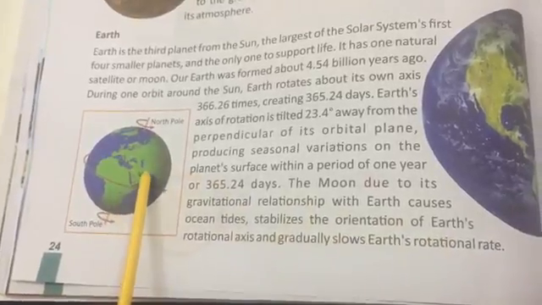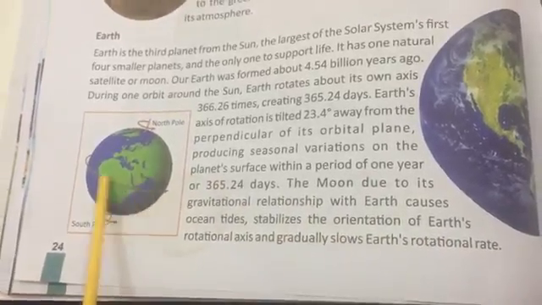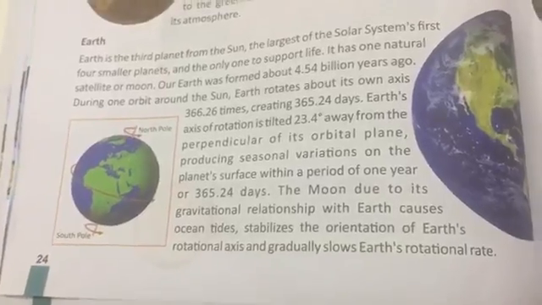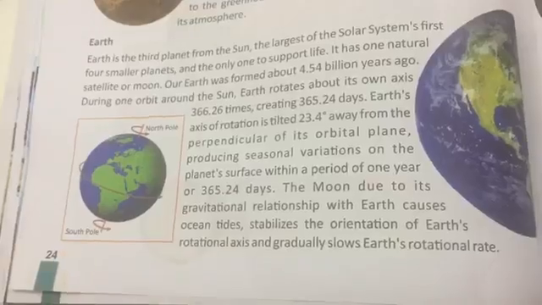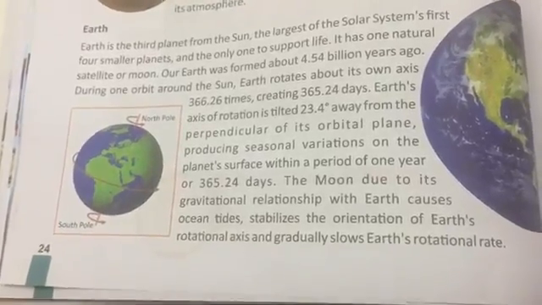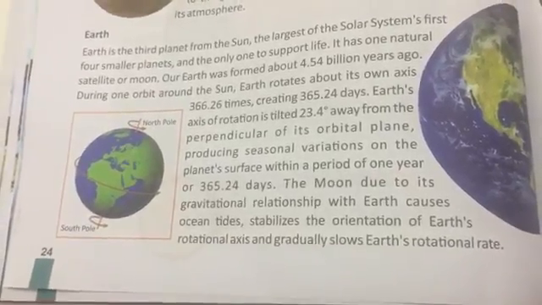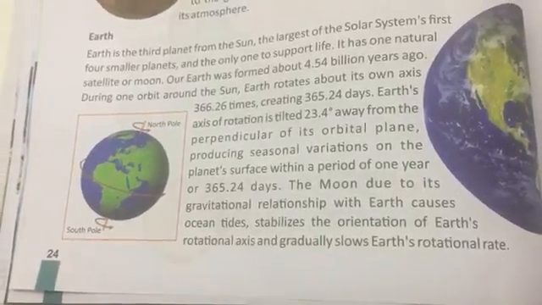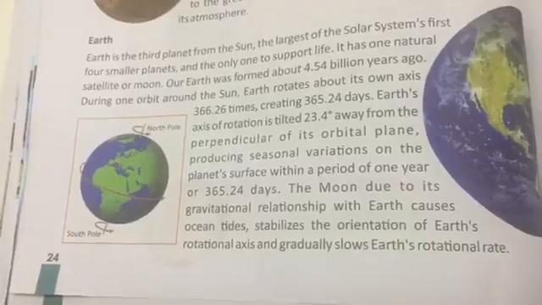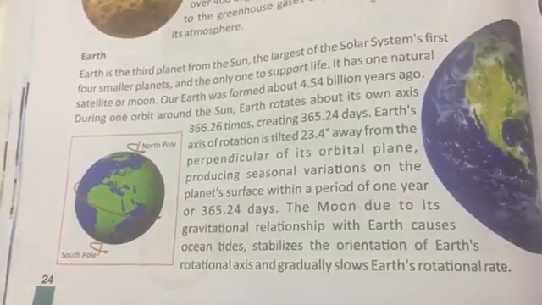If there were no gravitational force between the Earth and the Moon, the Earth would rotate very rapidly with a very high speed. Due to the gravitational force between the Earth and the Moon, the Earth rotates very slowly, and it balances the rotation of the Earth.